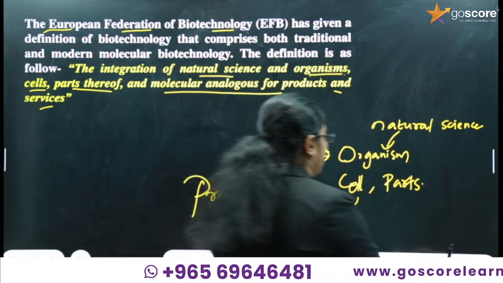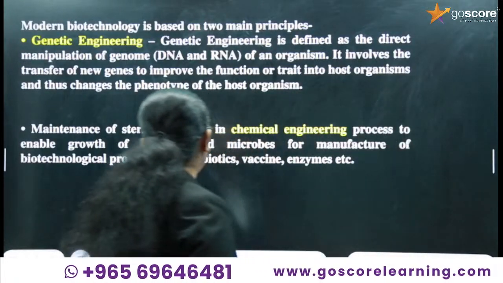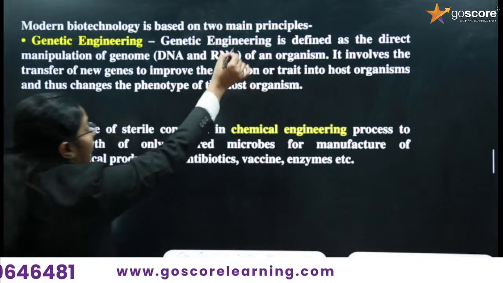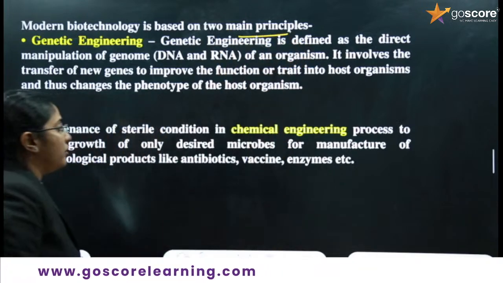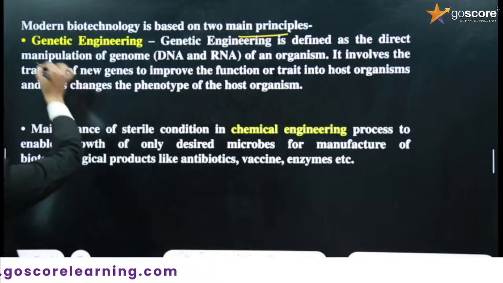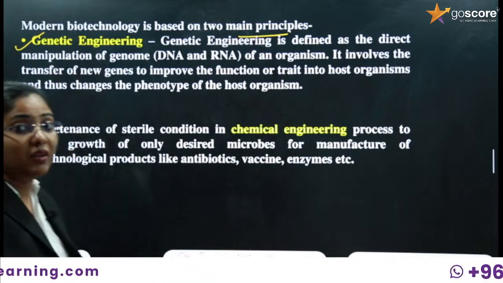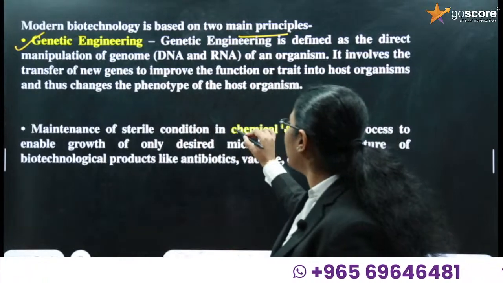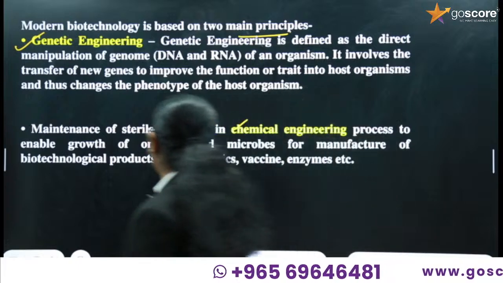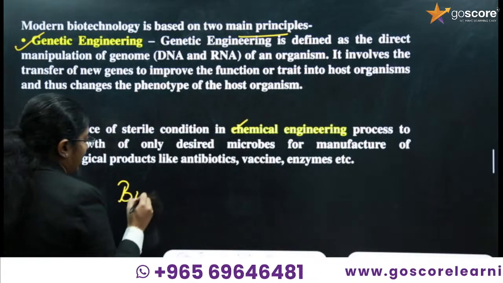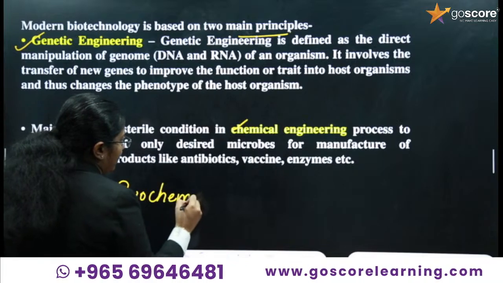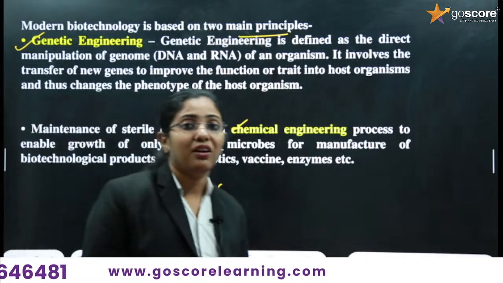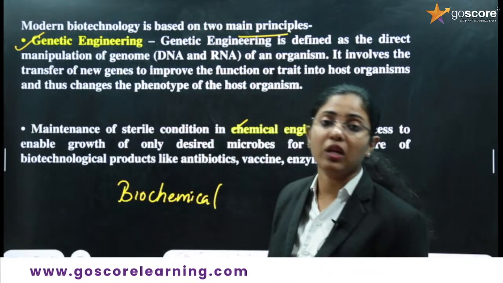So let's see what the different types or principles of modern biotechnology are. What are the two different principles? The first principle is genetic engineering. The importance of biotechnology lies here, in genetic engineering. The second one is chemical engineering, which we also call biochemical engineering. What is the result of genetic engineering and biochemical engineering?